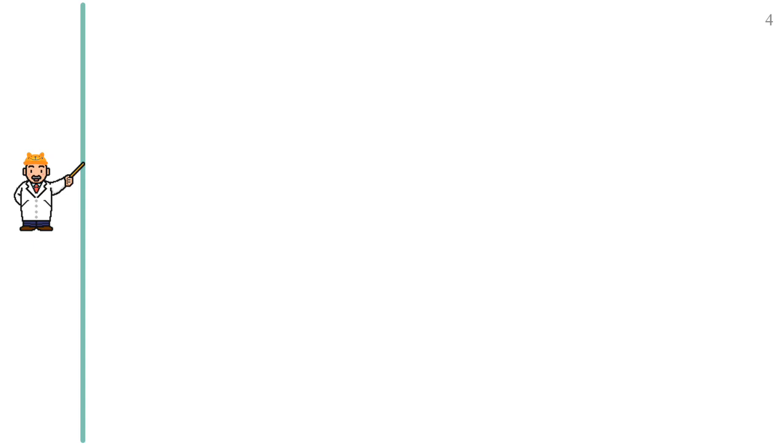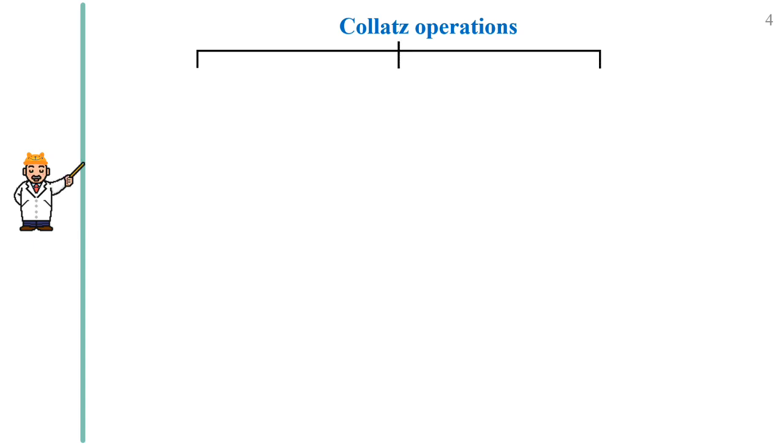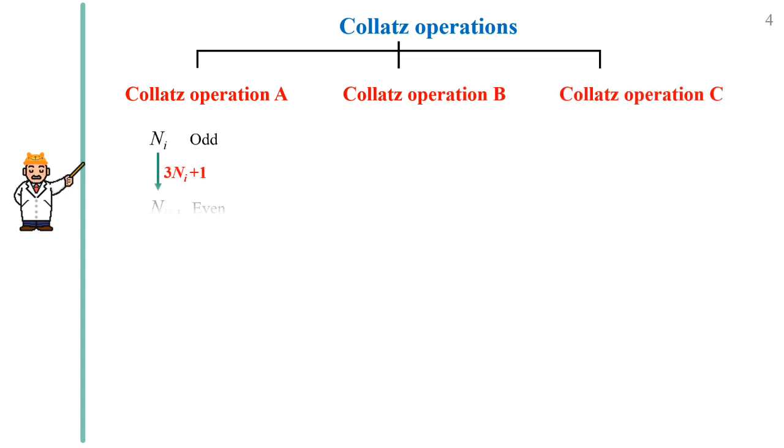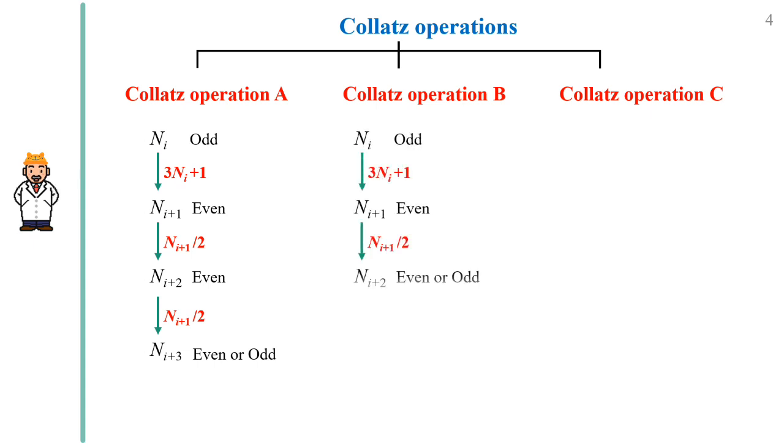Using the classified natural numbers described above, we define each unit of calculation as a Collatz operation. Accordingly, when a natural number is of type A, B, or C, the corresponding calculations are called Collatz operation A, Collatz operation B, and Collatz operation C, respectively. Collatz operation A represents the calculation process from n sub I to n sub I plus 3. Collatz operation B represents the calculation process from n sub I to n sub I plus 2. The calculation process of Collatz operation C consists of n sub I and n sub I plus 1.